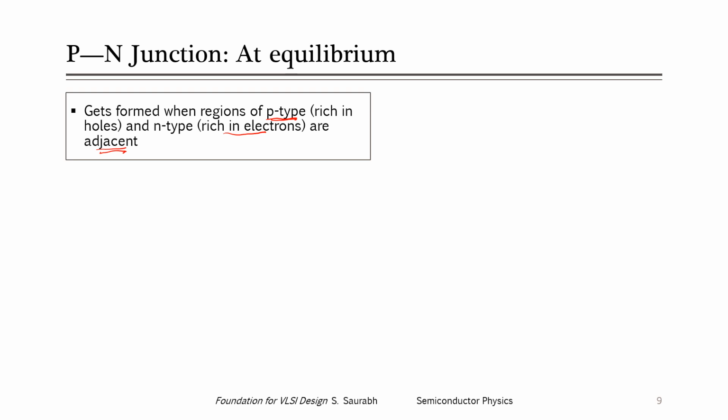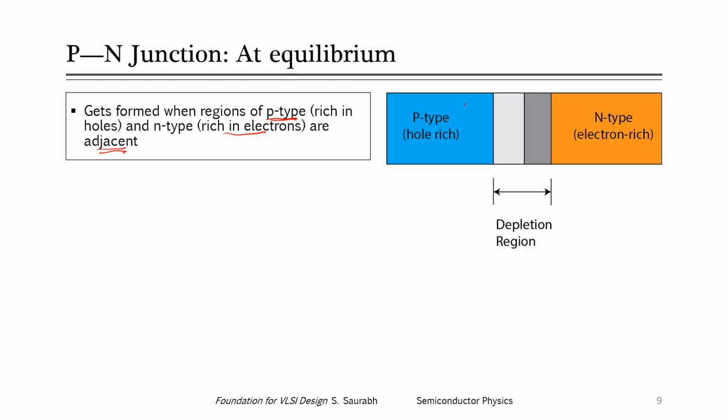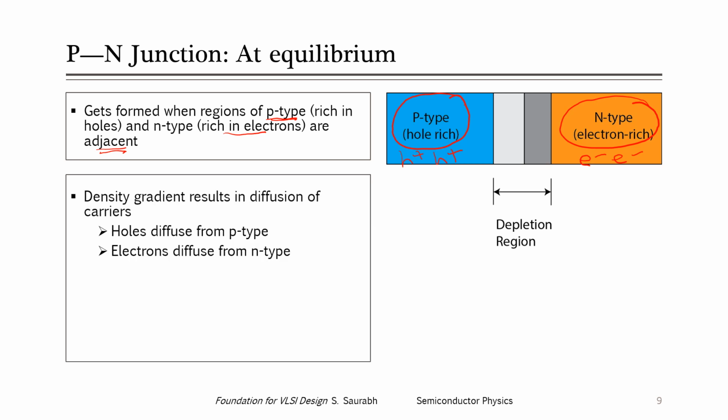Now if these two types of material are adjacent, for example, this is P type material where we have lots of holes, and this is N type material where we have lots of electrons. If they are adjacent, what will happen? We expect that because of the density gradient, holes will diffuse from the P side towards the N side, and electrons will diffuse from the N type to the P type, right? Because there is a concentration gradient, the carriers on both sides will diffuse towards each other. And when this diffusion occurs, what will happen?